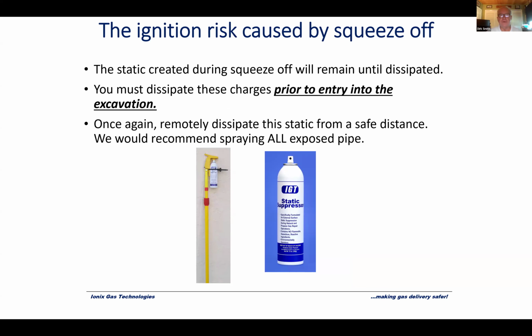So to reduce that risk, that static charge is going to be on that pipe until you dissipate it. And so what we always encourage you to do is, when you've done your squeeze off, dissipate the static charges prior to entering the excavation again. If you've dissipated the static on the exposed pipe first, that's a good first step. Once you've done the squeeze off, spray the exterior again. And we have a reach tool that allows you to spray and apply the anti-stat from a distance.